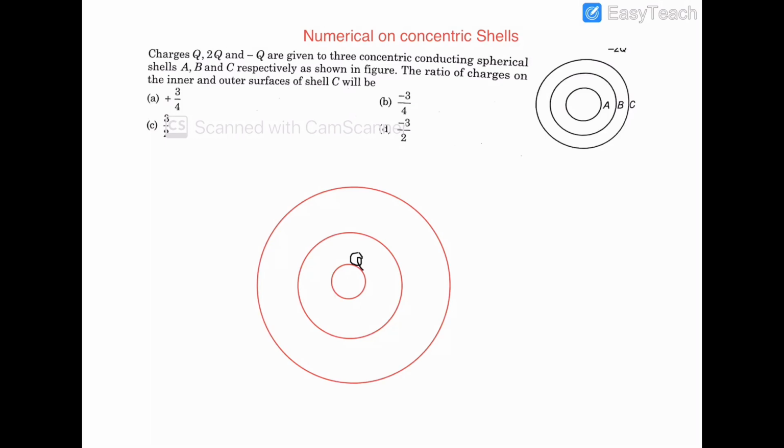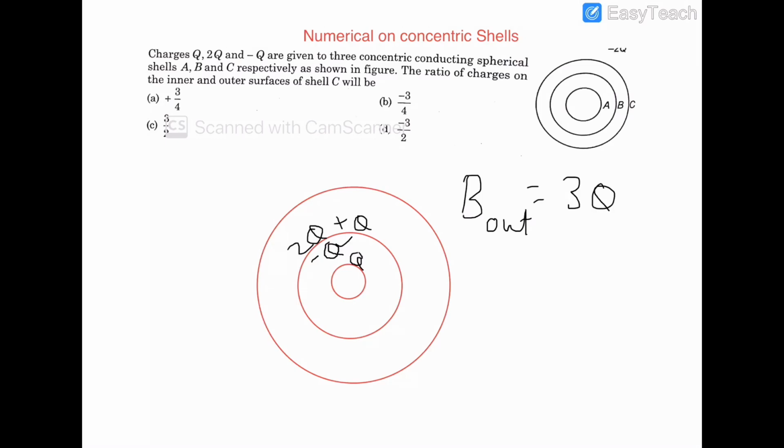Now due to this charge Q, which is positive, a minus Q charge will be induced on the inner surface of shell B. Now shell B already contains charge 2Q, and due to this minus Q induced on its inner surface, an opposite charge, plus Q, will be induced on the outer surface of shell B. So the charge on shell B on outer surface will be equal to 2Q plus Q, which is 3Q.